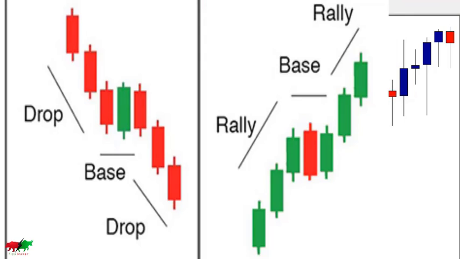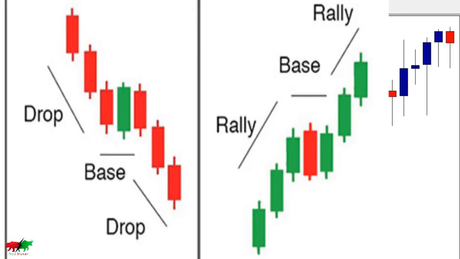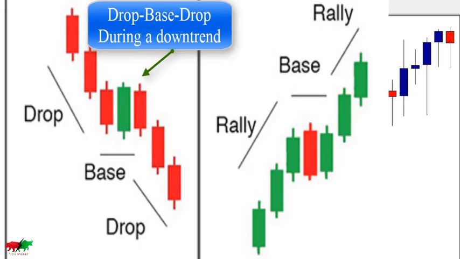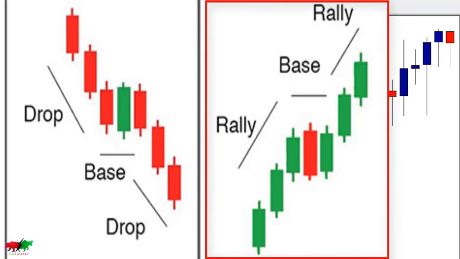These patterns are considered as continuation patterns. Let me break it down for you guys. If a supply or demand zone forms during a trending move, then it's either a drop-based drop in case of a downtrend or a rally-based rally in case of an uptrend. So let's start with the first continuation pattern, which is the rally-based rally.